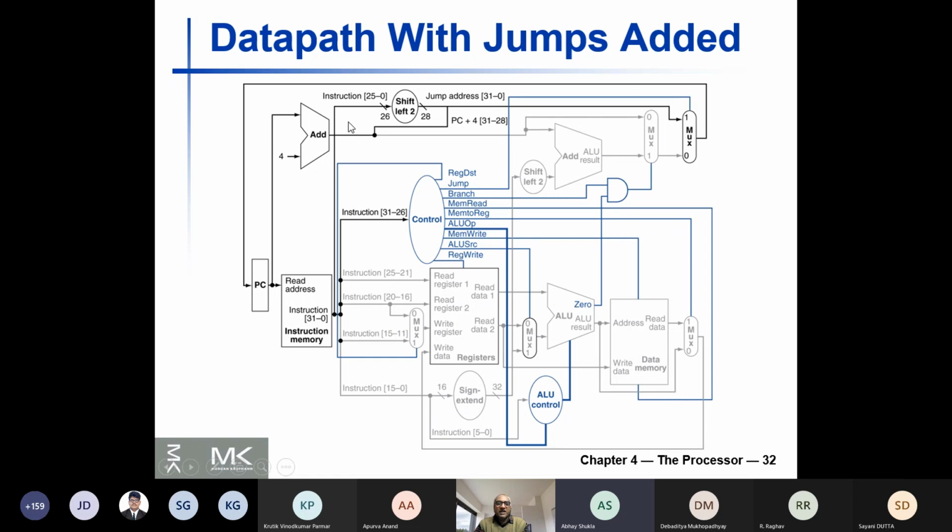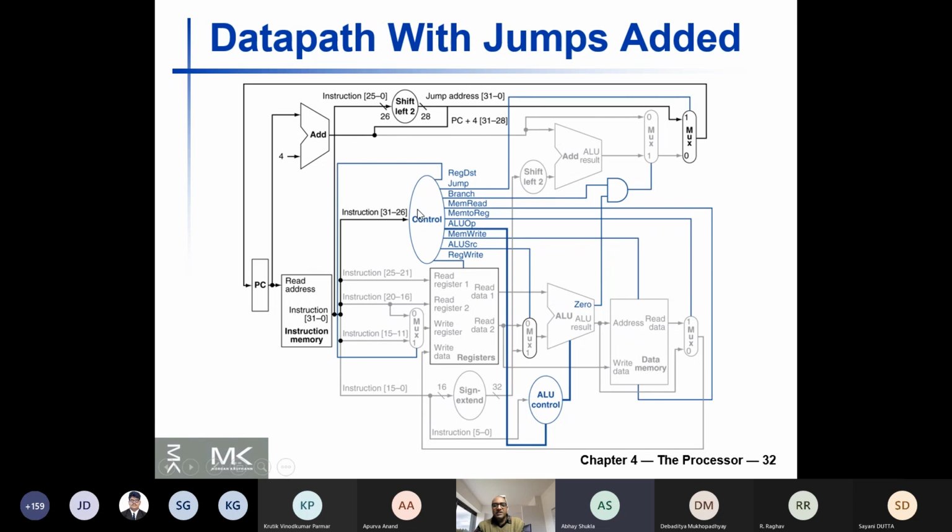So that way you can add the jump instructions with a little modification over the previous data path and controller. That means the controller has to generate one more control signal to handle this one. And then for preparing the jump address, we need some small additional hardware just to prepare the jump address of 32 bits.